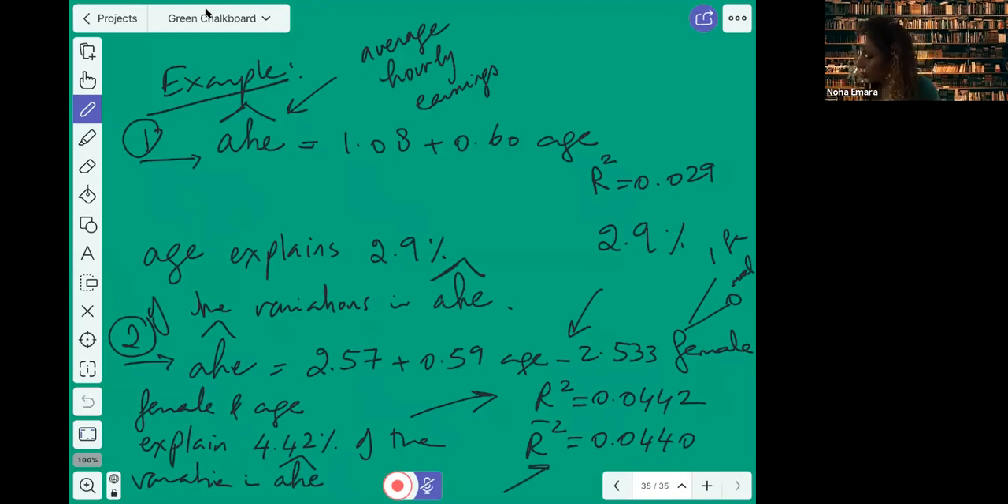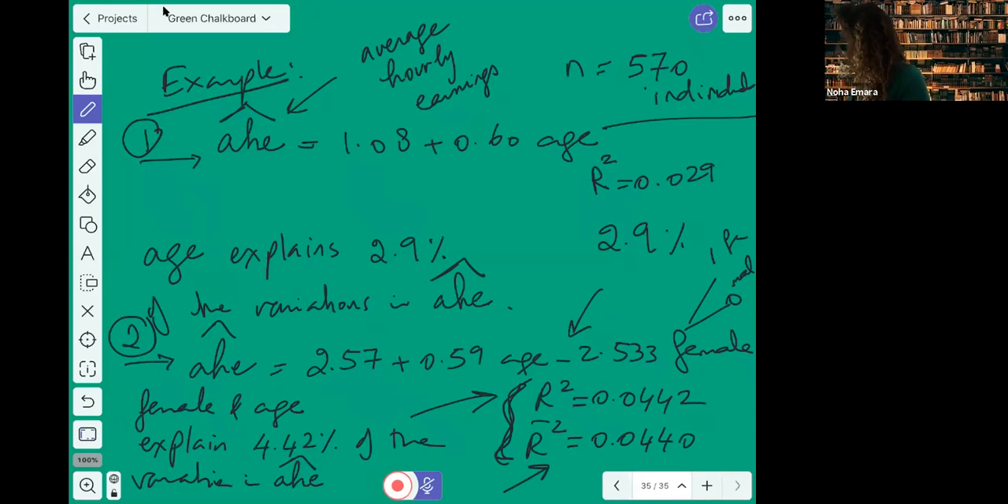What about the adjusted R squared? I can see the difference between these two is very small. One is 4.42, and the other one is 4.40. Why? It's actually because in this sample, I didn't tell you that, the sample size here in this model is equal to 570 individuals. So it's like a large sample size. So the adjustment of degrees of freedom really does not make any difference, or it makes a very slight difference.